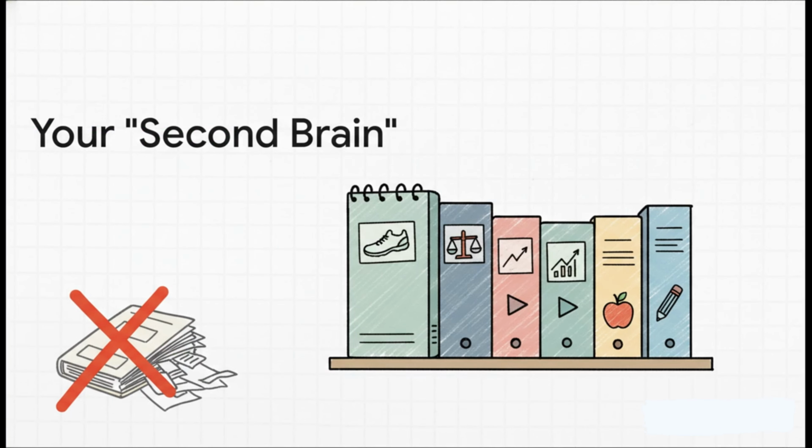So what does this second brain actually look like in practice? Well, it's a collection of really specific notebooks. Instead of having one giant, messy notebook with everything in it, you create dedicated ones. One for your marathon training plan, another for research on legal case A, a different one for your entire Q4 marketing strategy. Each one becomes this deep, focused, and organized archive of your expertise on that single topic.